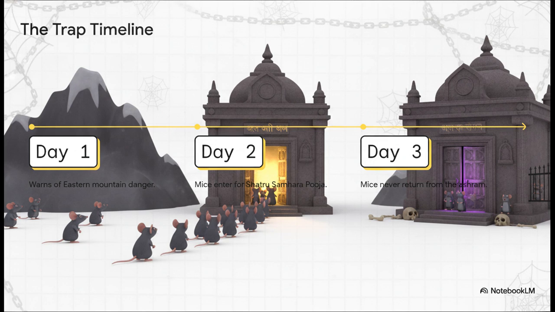He invites them all into his ashram for a Shatru Samhara Puja, which is a prayer to destroy enemies. He promises them that once they're inside his walls, they'll be completely safe. So one by one, these poor, naive mice walk right in. But by day 3, the grim reality sets in.